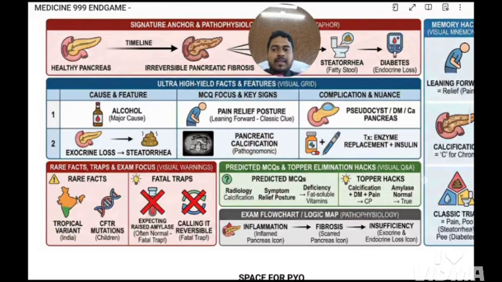Okay, now in India we say something known as tropical pancreatitis. Okay, tropical pancreatitis is associated with long-term tapioca usage, especially in the state of Kerala. We see this type of chronic pancreatitis there.